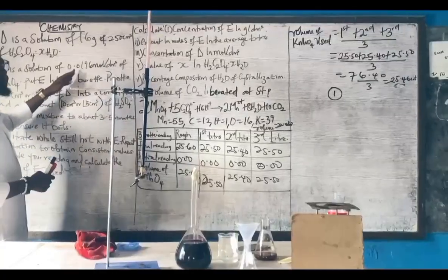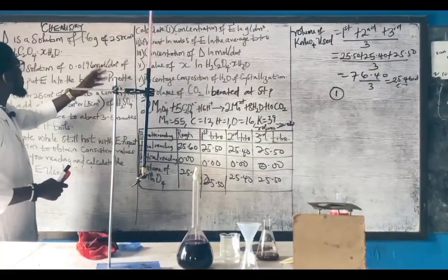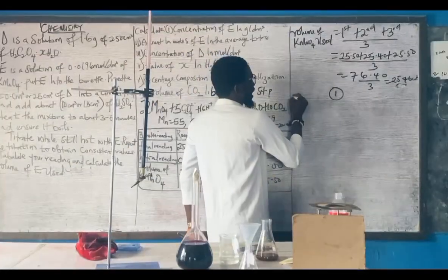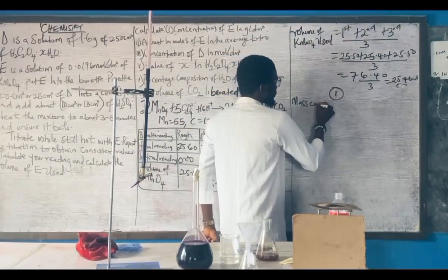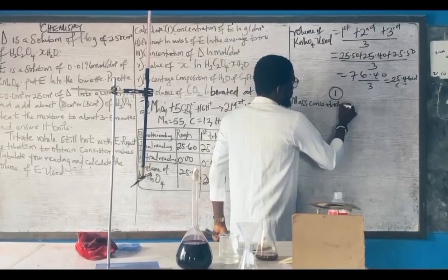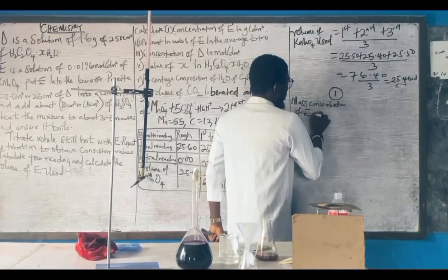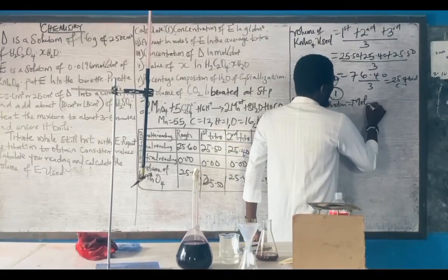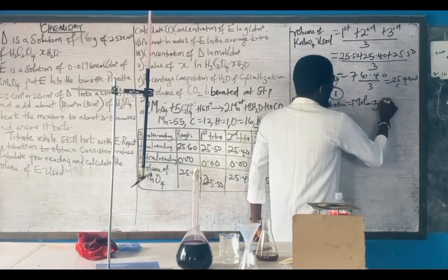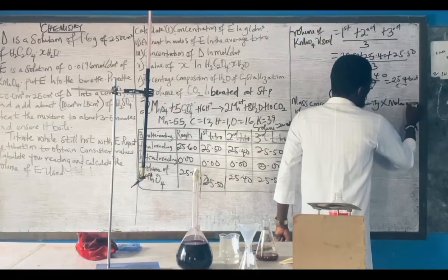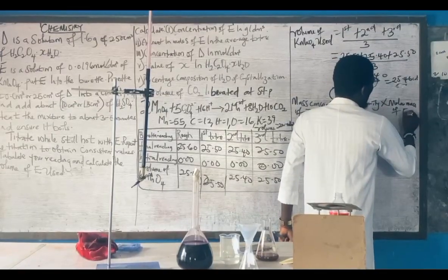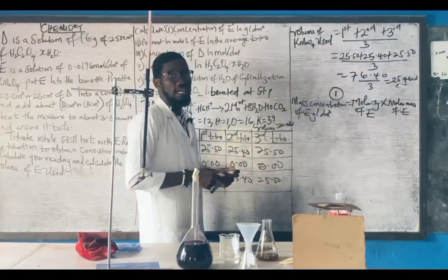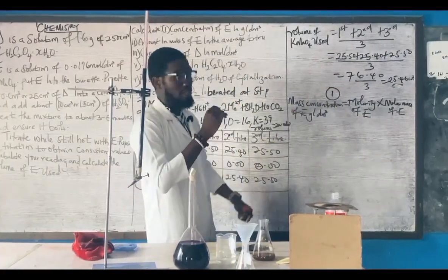E is a solution of 0.0196 mole per dm cube of KMnO4. Now, the formula for that is mass concentration of E in gram per dm cube equals molarity times molar mass of E. Mind you, molarity is the same thing as molar concentration. Are you with me now?